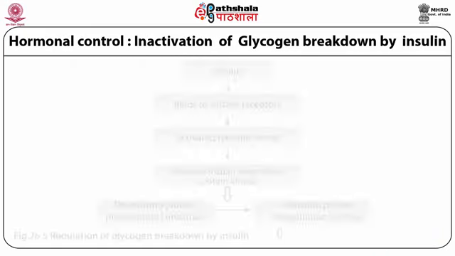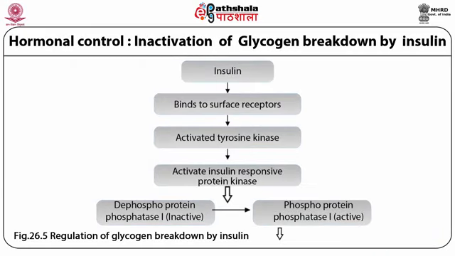Hormonal control again, but over here we will study the inactivation of glycogen breakdown by insulin. The effect of insulin is opposite to the effect of glucagon and epinephrine. Insulin binds to a receptor on a cell surface and activates a pathway that directs to activation of protein phosphatase 1. Insulin is released in the blood by the pancreas when blood glucose level is high.